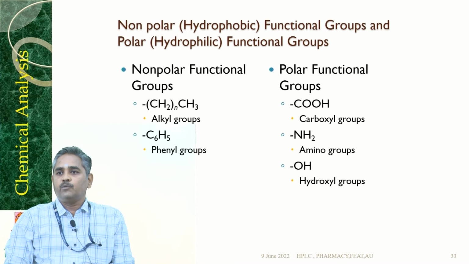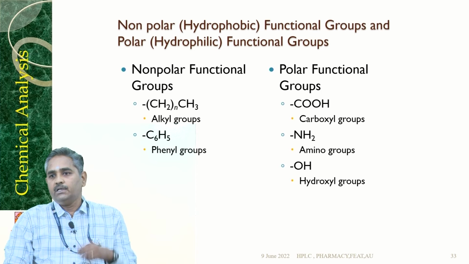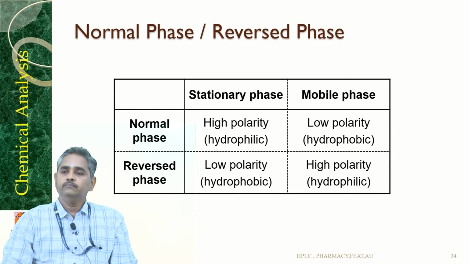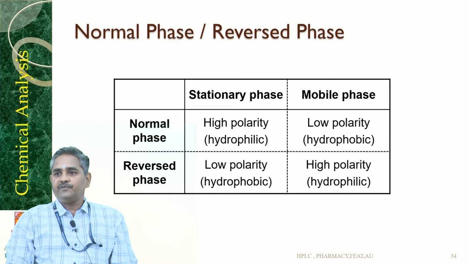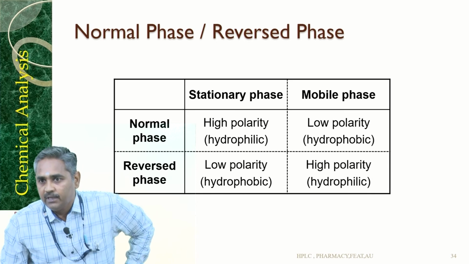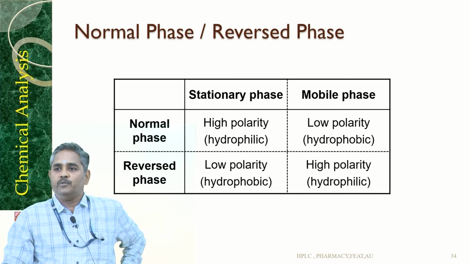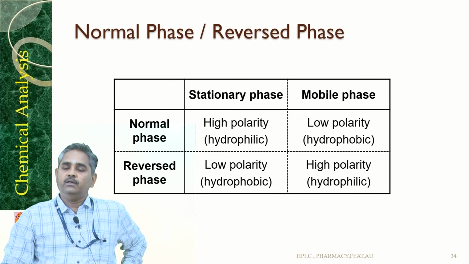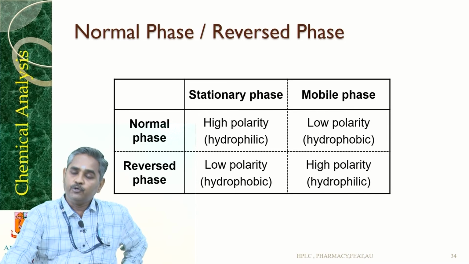So, these are examples of various non-polar functional groups and polar functional groups. Alkyl groups and phenyl groups are non-polar; polar functional groups are carboxyl groups, amino groups and hydroxyl groups. Depending upon normal phase and reverse phase, the stationary phase is polar in normal phase. You should remember this one: in reverse phase, a high polar mobile phase is used. So, automatically opposite, the stationary phase will be low polar, just opposite to normal phase. In normal phase, the stationary phase will be highly polar and the mobile phase will be low polar. You should remember any one.